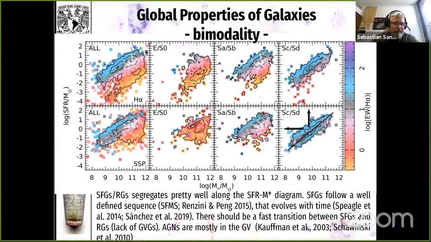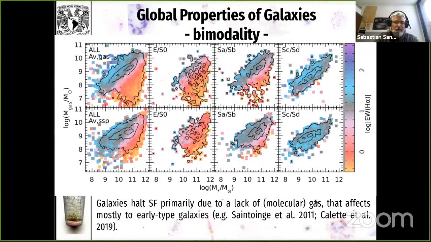Apparently, optically selected AGNs are in transition. The host galaxies of optically selected AGNs are in transition between star-forming and retired galaxies, and that's a kind of indirect evidence of the connection between the activation of an AGN and the quenching of the star formation. Again, this is known, and here are the references from some time ago.